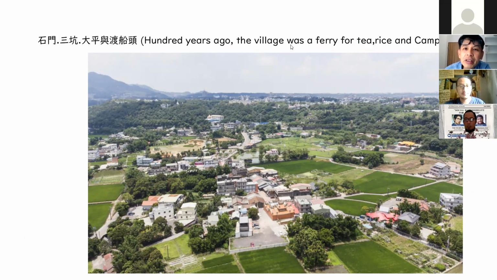A hundred years ago, the village was a ferry port for exporting tea, rice, and camphor to Taipei City, the capital of Taiwan. So on this old street there were a lot of grocery stores and hotels. But now transportation has had a great change, so the ferry was no longer used. Only the old street was left, and it was abandoned from being developed. So it looks like it did 50 years ago.